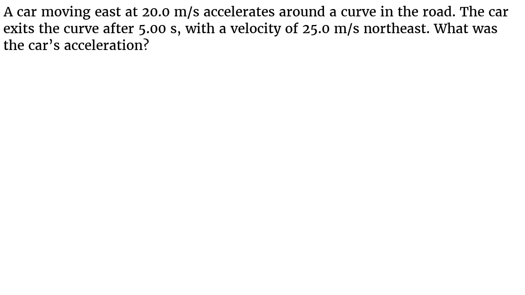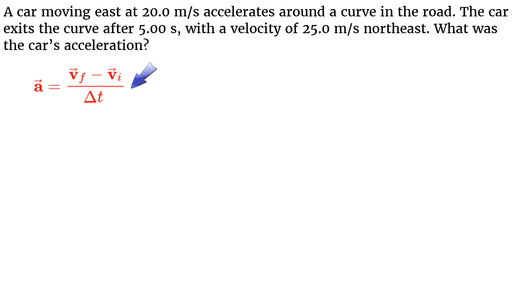Well, to calculate acceleration, we need to use the definition, the formula, which is final velocity minus initial velocity divided by time. If this had been one-dimensional motion, we would simply take the numbers given in the question and plug them into the formula. We would plug in 25.0 meters per second for the final velocity minus 20.0 meters per second for the initial velocity. That would give us 5 meters per second on the top. We would divide by 5.00 seconds, and that would give us 1.00 meters per second squared. So that was for one-dimensional motion.